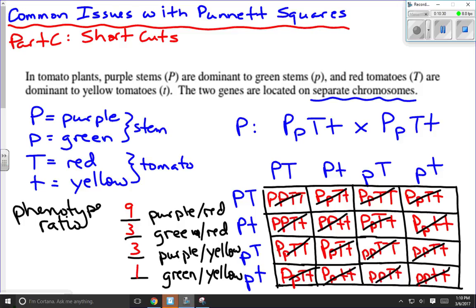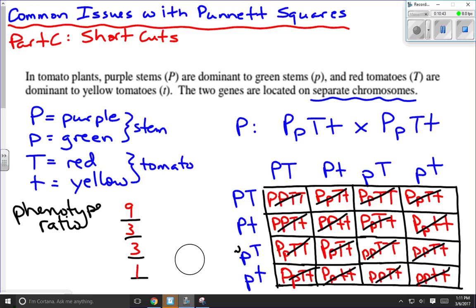Now, there is a shortcut we can do here. Because we can't use the other shortcut of eliminating redundant gametes, what I'm going to do is change things up a little bit. I'm going to take away these specific phenotypes we have here, and I'm just going to write it this way.